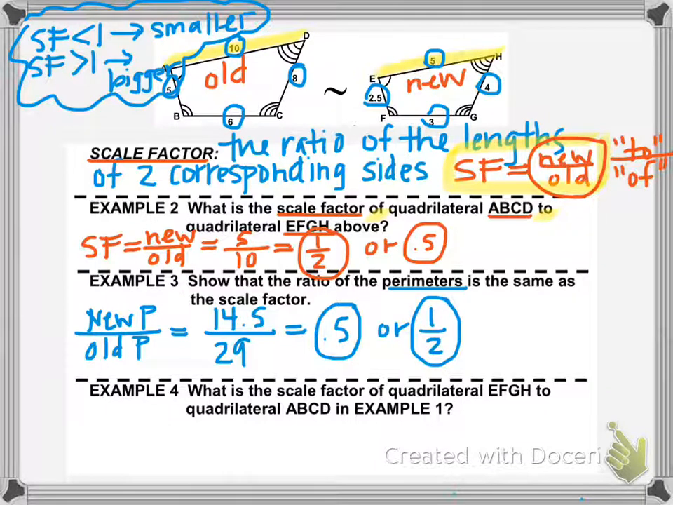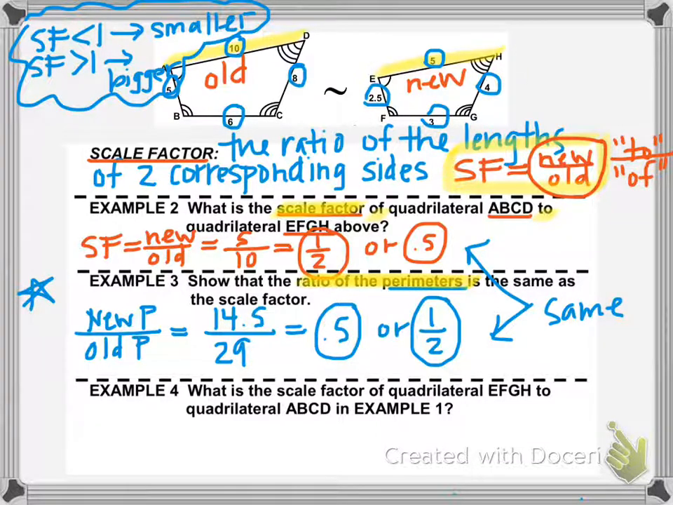Okay, now I want you to notice here, this is super important. I want you to put a star here. Notice that these are the same. So what is the same? The scale factor equals the ratio of the perimeters. Scale factor and ratio of the perimeters is always the same.